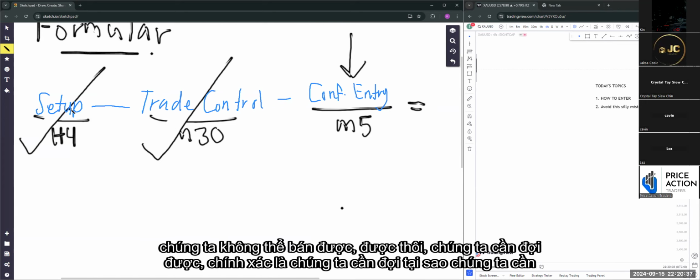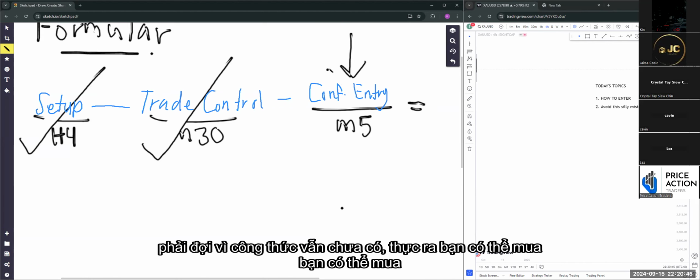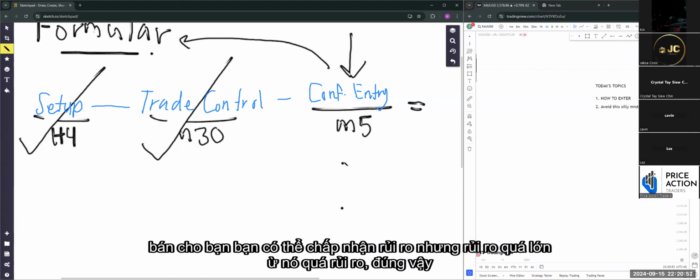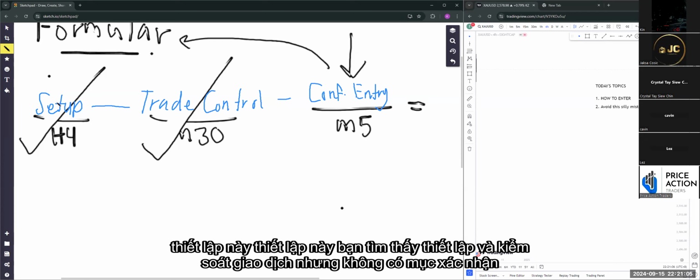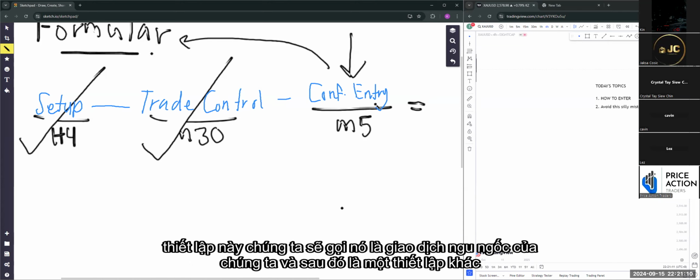Now, we cannot take a buy. We cannot take a sell. We need to wait. Why do we need to wait? Because the formula is not there yet. Actually, you can take a buy or a sell. You can take the risk, but it is so damn risky. So we're not going to risk our capital on stupid trades. This scenario, where you find setup and trade control but don't have a confirmation entry, we're going to call stupid trades.